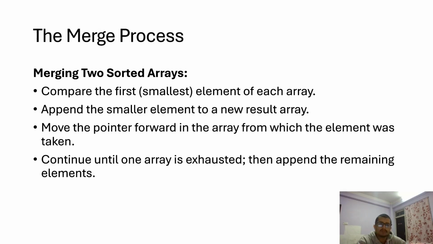Now let me walk you through the merge process. First, it compares the first element of each array, which is the smallest in each, as both arrays are sorted, and then appends the smaller element into the new resulting array. Now it moves the pointer forward in the array from which the element was taken, and the process is continued till one array is exhausted, and then the remaining elements are appended into the resulting array. This way, we get a sorted array.